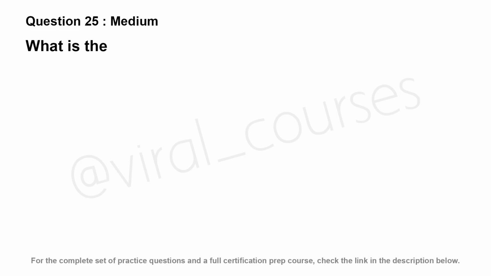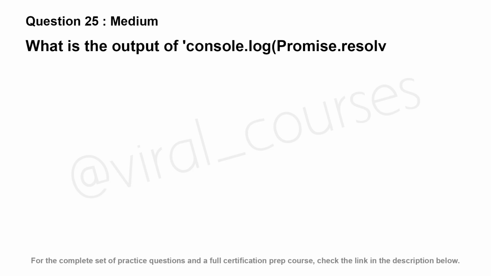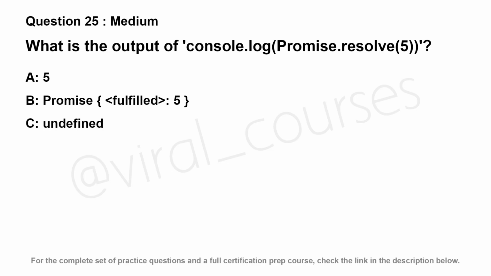What is the output of console.log(Promise.resolve(5))? Option A, 5. Option B, Promise {<fulfilled>: 5}. Option C, undefined. Option D, error.